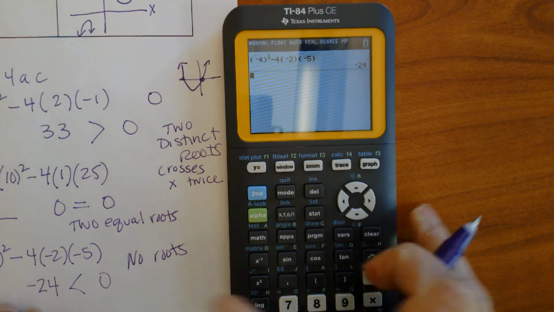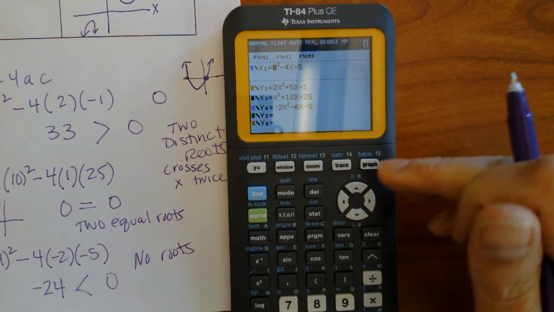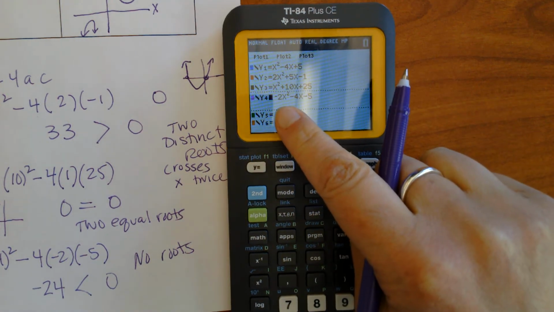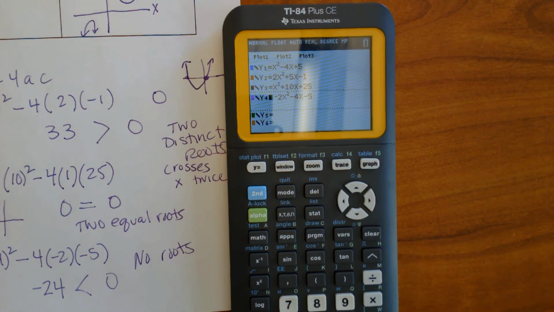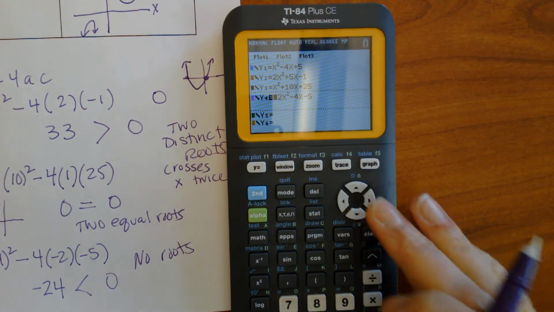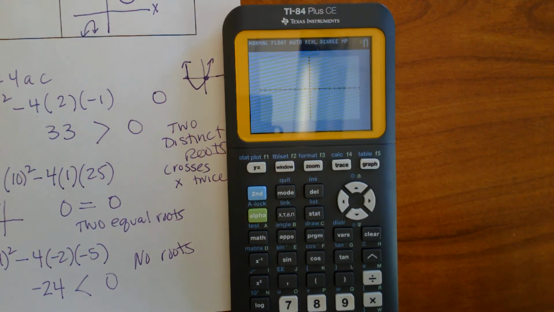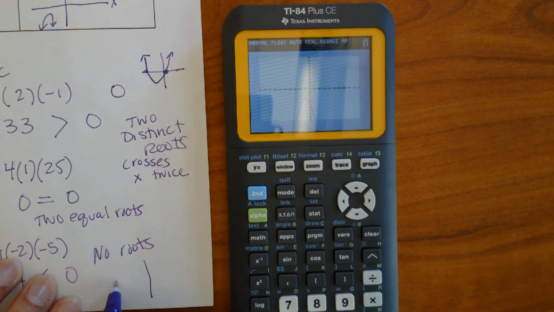Okay, so let's go see what that looks like on the calculator. Y equals, I'm going to go down, and here it is, -2x squared minus 4x minus 5. I'm going to press enter so that black box stays on there, so that's the one I'm going to have. I'm going to go to graph, and oh, look at that. Wow, that's really far down, huh? So let's just go like this.